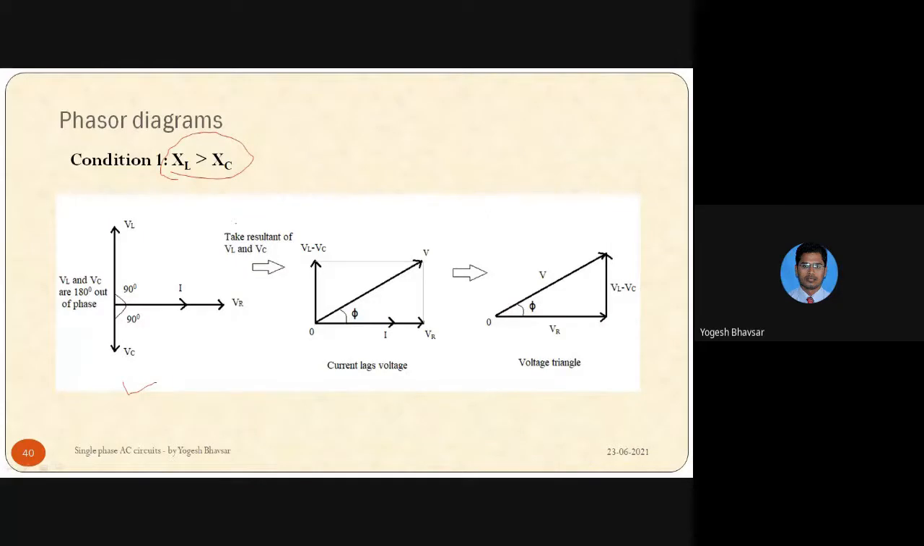Now look at that. Here XL is greater than XC. Therefore, this implies that VL is also greater than VC. How? Because VL is equal to I into XL and VC is equal to I into XC. I is common, so we can neglect it. XL is greater than XC, so that's why VL is greater than VC.